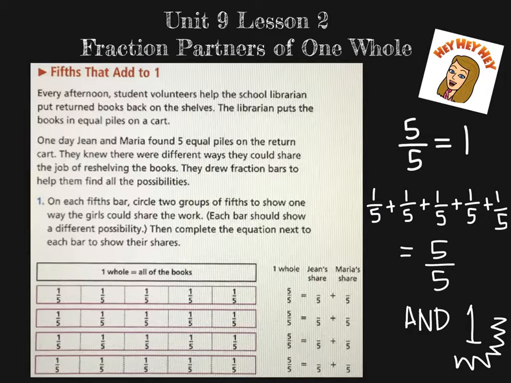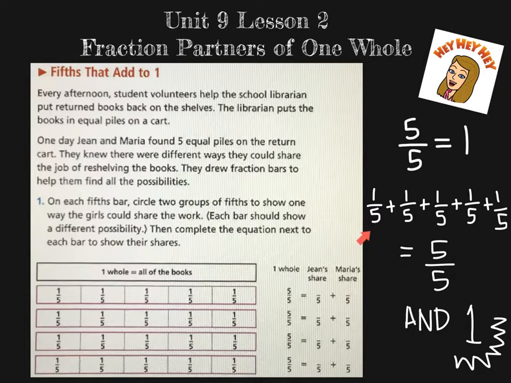Okay, so if we're taking a look here at this first example, one thing I want to go over is that one whole equals all of the books for this situation. You'll also want to remember that when you write the numerator and denominator that are the same number, like 5 over 5, that is also equivalent or equal to one whole.